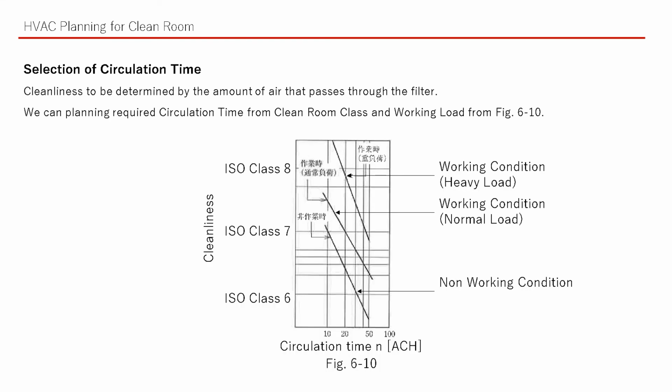Finally, we would like to introduce one selection diagram about circulation value. Cleanliness is determined by the amount of air that passes through the filter. Please look at figure 6-10. First, put the target cleanliness. This time class 7. Second, put the working condition. This time consider normal load. Then we can get the required circulation time. This time, more than 20 air changes per hour are required.